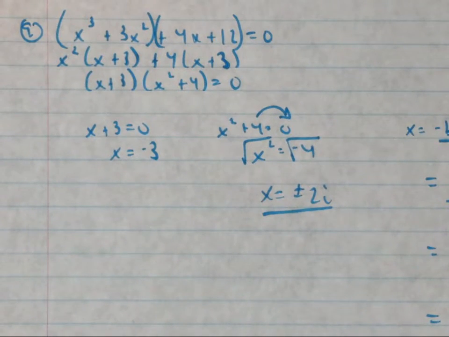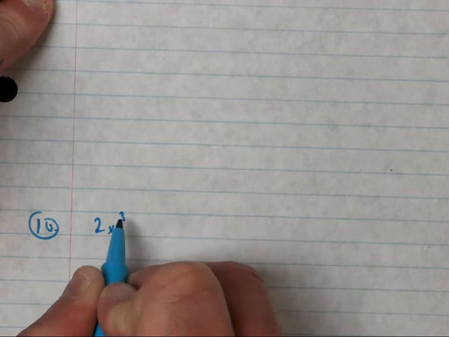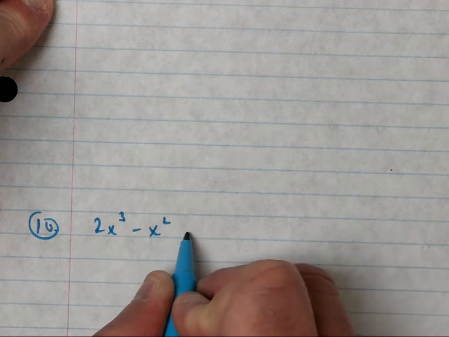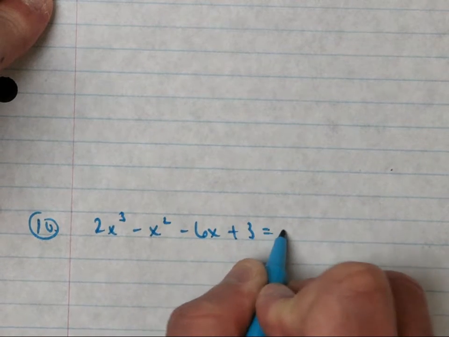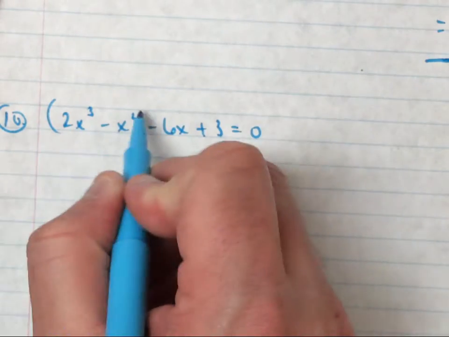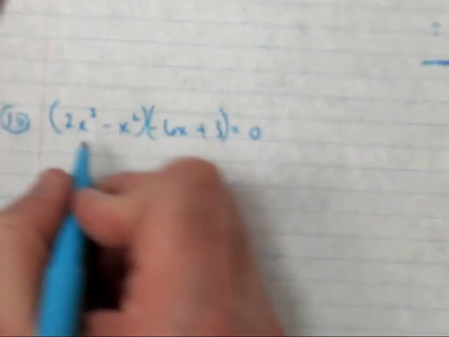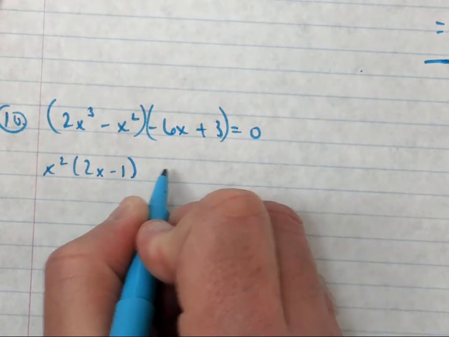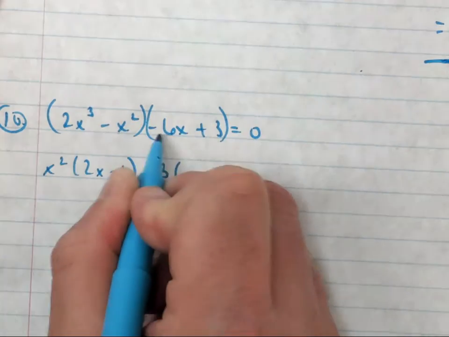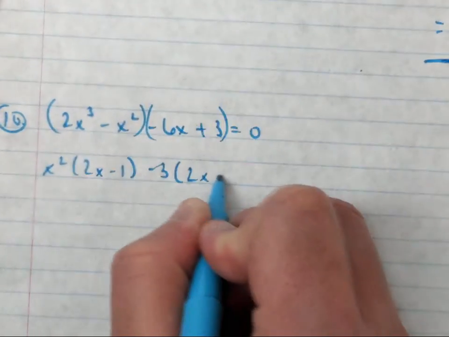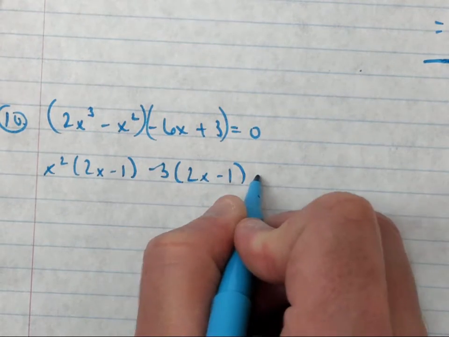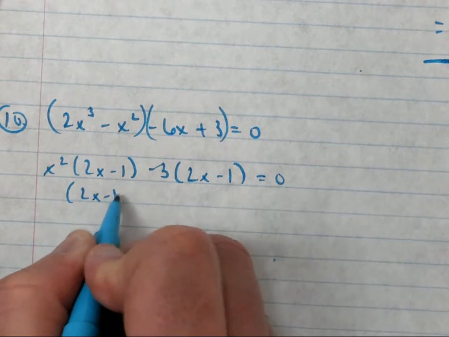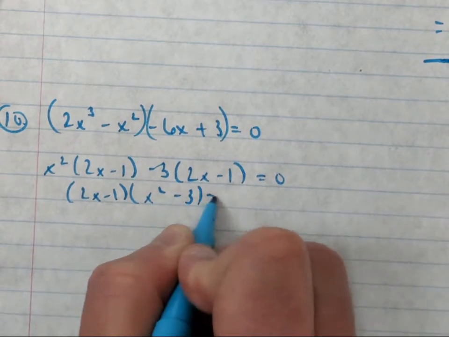That's number 9. We're going to do one more. Number 10. 2x cubed minus x squared minus 6x plus 3 equals 0. It has 4 terms, so this is shouting out grouping as well. Here I can take an x squared out. That leaves a 2x minus 1. Here I can take a negative 3 out, and I take a negative because that first term is negative. That leaves a 2x minus 1. 3 divided by negative 3 is a negative 1. This will give me 2x minus 1 and x squared minus 3.